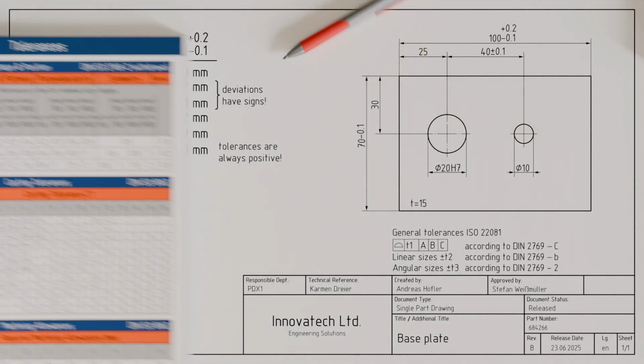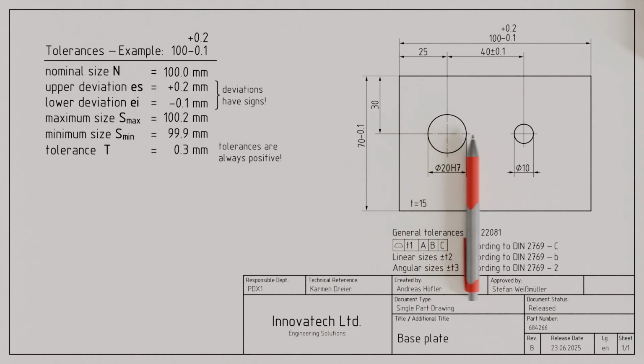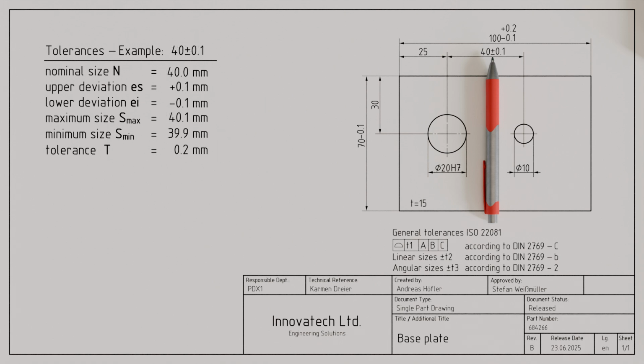For example, the distance between the centers of the holes may deviate by 0.1 mm above and below the nominal value of 40 mm. In such cases, where the tolerance range is symmetrical to the nominal size, a plus-minus sign is placed in front of the deviation.